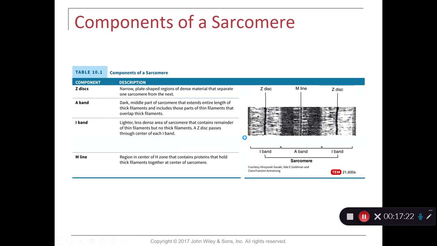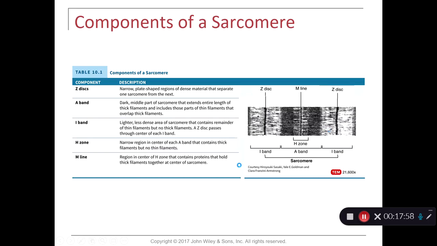Let us move on. We have the A band and the I band. The A band is the entire length of the thick filament. It gets an A because it's super thick and strong. We finally have the I band as well, which is where the thin filaments are only. Thin filaments are only located in the I band.